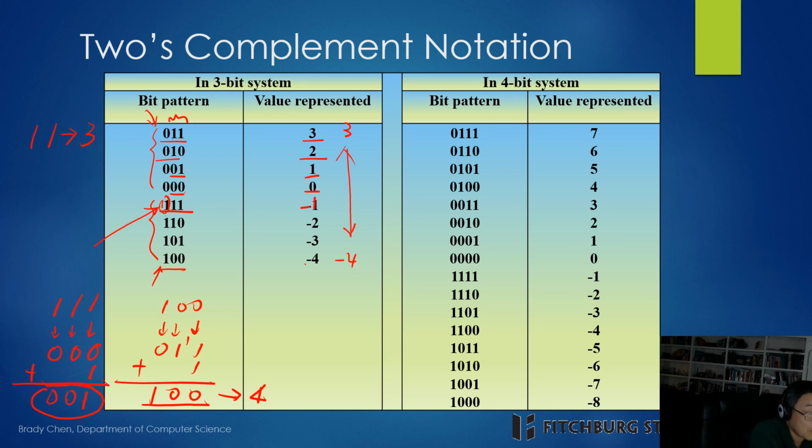Now, in a 4-bit system, the largest number you can represent is 7. The smallest number you can represent is -8. Okay, so that's basically the table. You can build a table for 4 bits, 5 bits, 6 bits, and for 32 bits, that's a huge table.